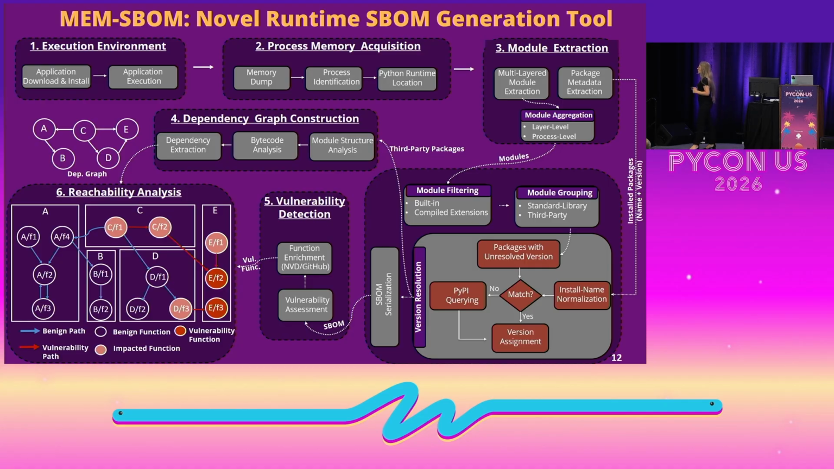Why? Because if you just query NVD or GitHub and get the vulnerable function, then what? Then we need to identify the impacted module in memory. So here is an example. If you have multiple modules in memory, we can see E is a vulnerable module, okay? And we can see here there are two functions that are vulnerable.